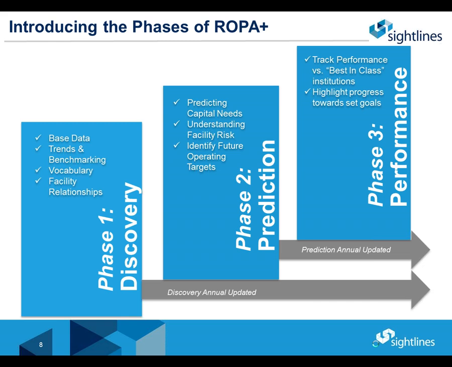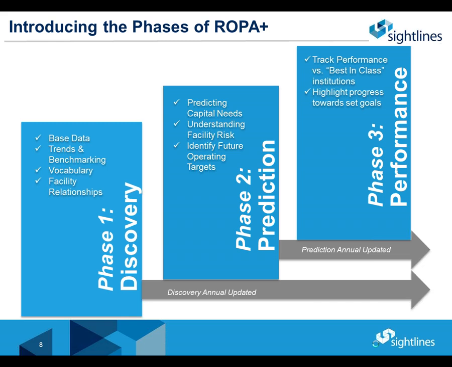So right now, we're going to ask the question, what am I getting beyond what I have now? Right now, all of you who are ROPA members are in the discovery. You get discovery every year, updated every year, where you're basically getting your base data, your trends and benchmarking, vocabulary, the facility relationship between operations and capital spending backlog, age profile, density, technical complexity, all of the various metrics. That will continue whether you retain and remain as a ROPA member or you go to ROPA Plus.